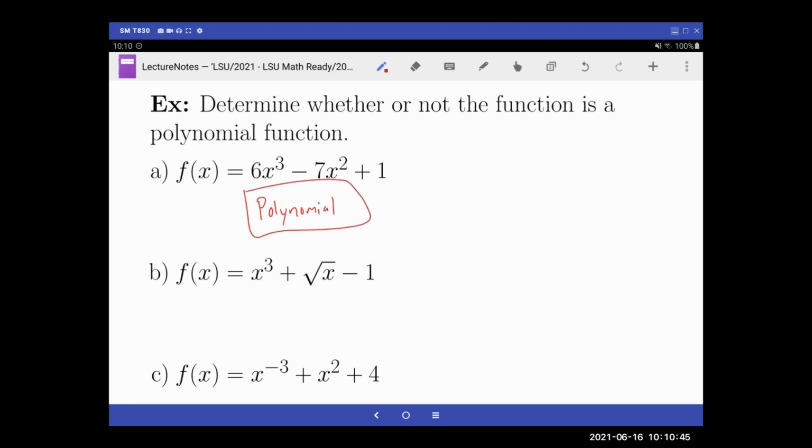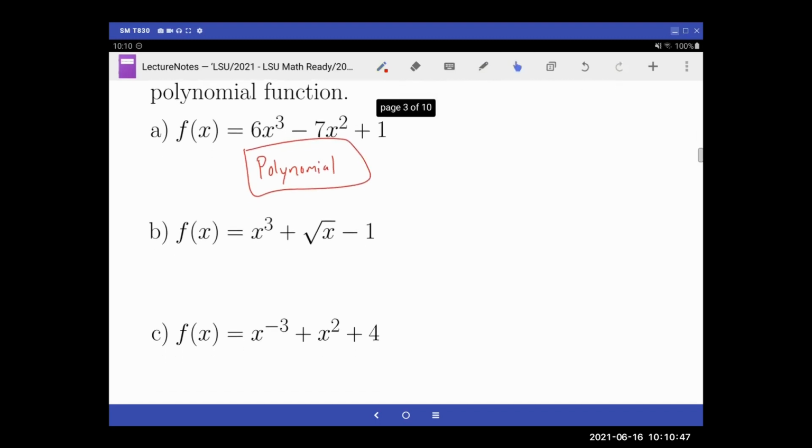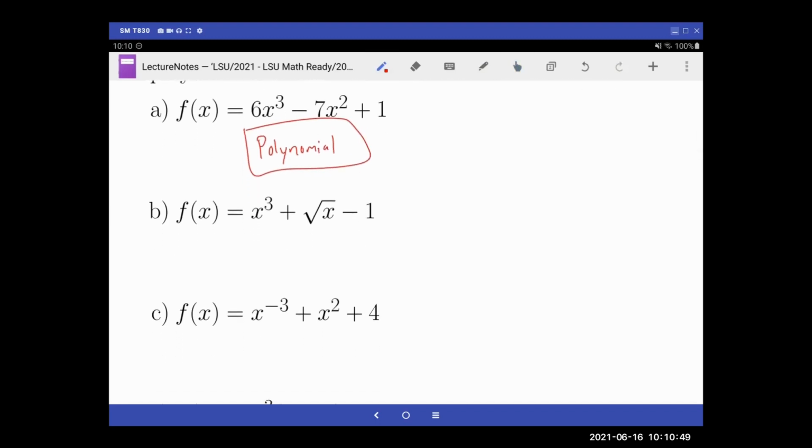Okay. For this one here, individual terms, positive whole number here. Oh, that's x to the 1/2 power, right? When you see a square root, that just means x to the 1/2 power. That 1/2 power there, of course, is not a natural number. So this one is not a polynomial.